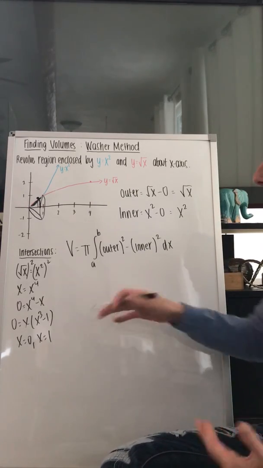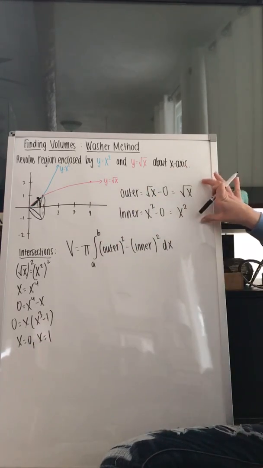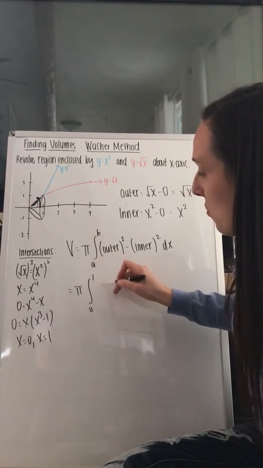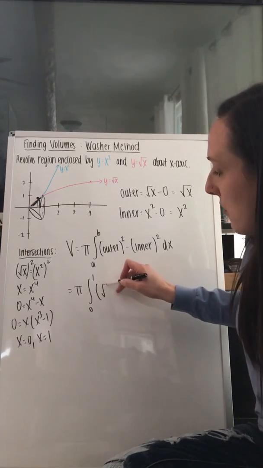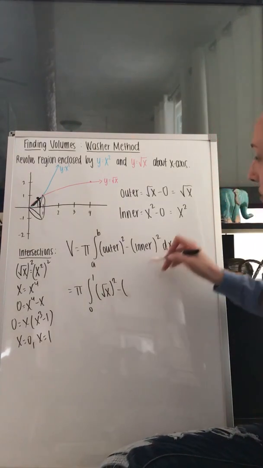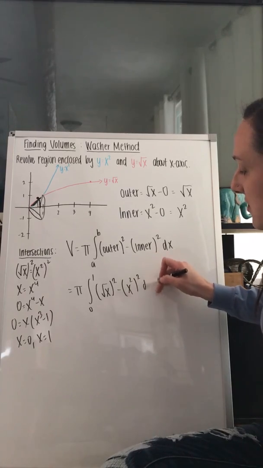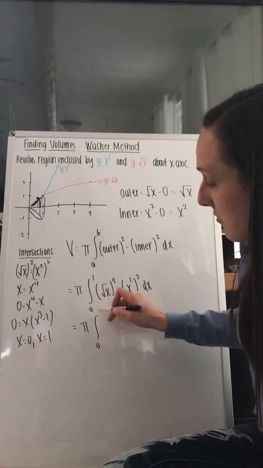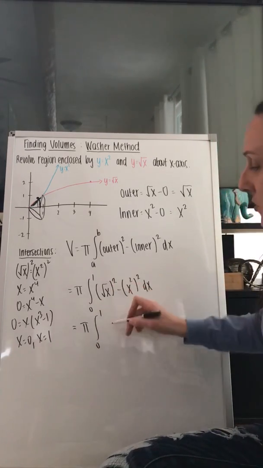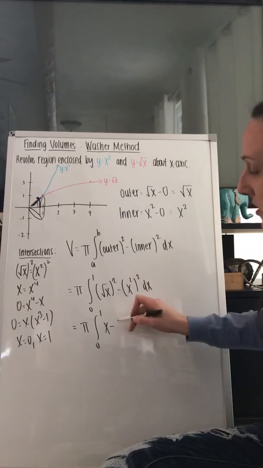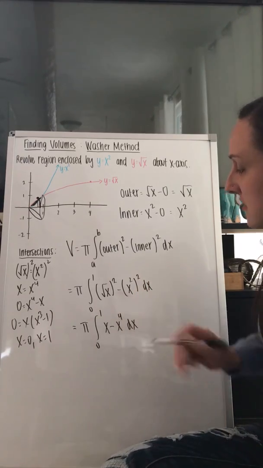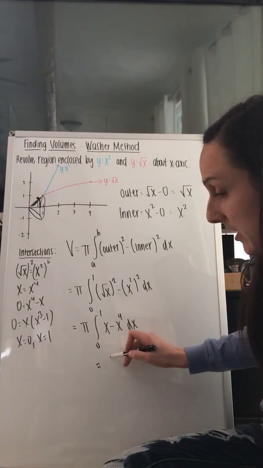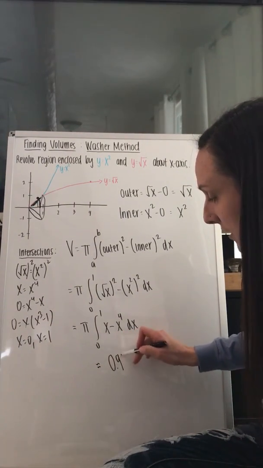So when I put this all together with my intersections and my outer and my inner radius, my volume is going to end up being pi times the integral from 0 to 1 of my outer radius, the square root of x, squared, minus the inner radius, x squared, squared, times delta x. I'm just going to go ahead and simplify this a little bit. So pi times the integral from 0 to 1, square root of x squared is just x, minus x squared squared is x to the fourth, delta x. And when you plug that into your calculator to evaluate, you should get a volume of approximately 0.9425.